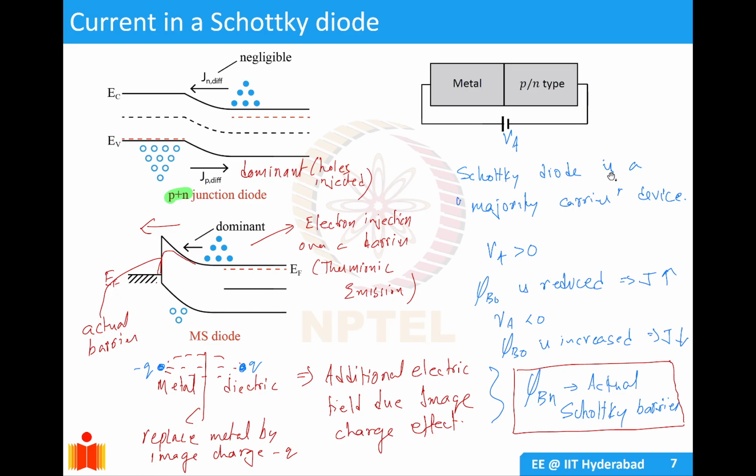So a Schottky diode is a majority carrier device. The minority carriers do not have any significant impact. When positive bias is applied, phi b naught is reduced, so your current increases. For negative bias, phi b naught is increased, so your current decreases.